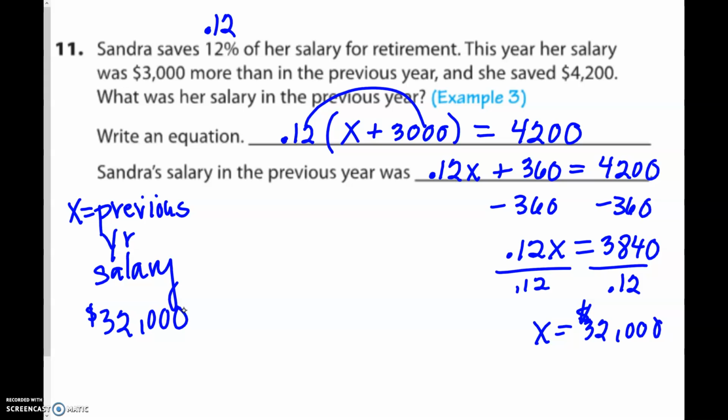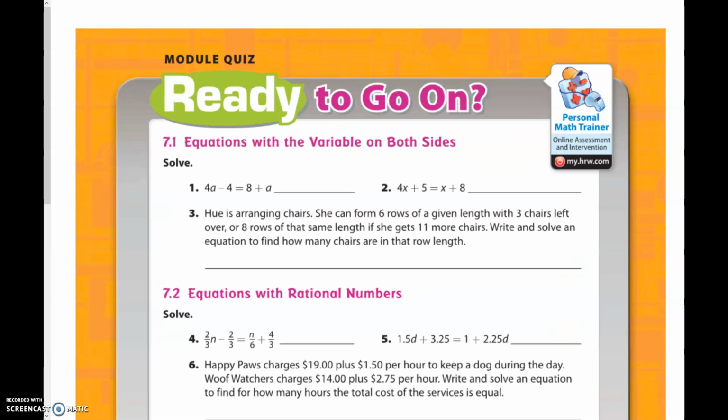$35,000. All right, hope this helps with your review for your test. All right, here are some problems. So this is what your review is going to be, so good luck on that.